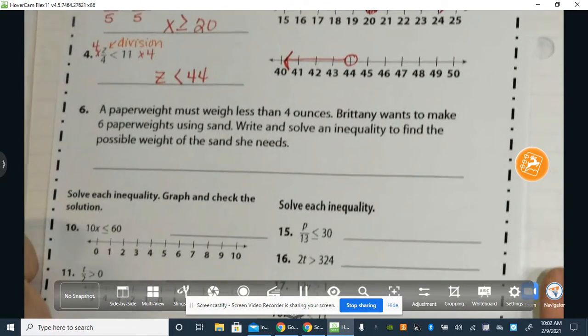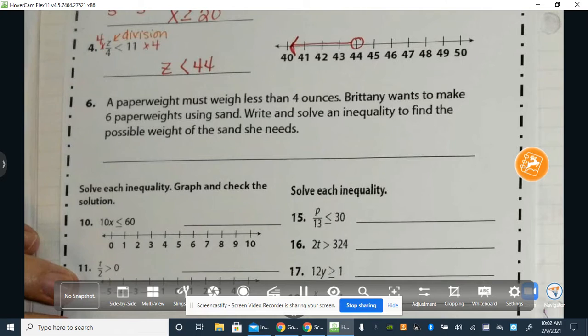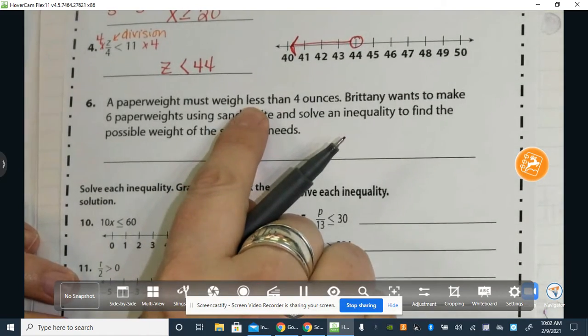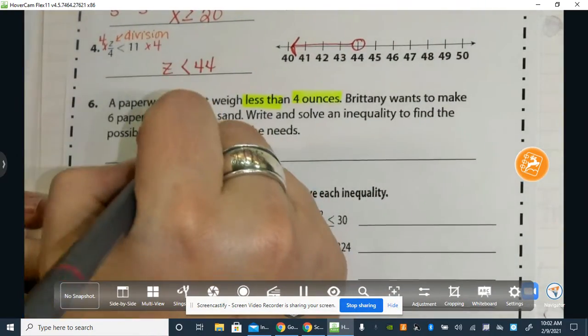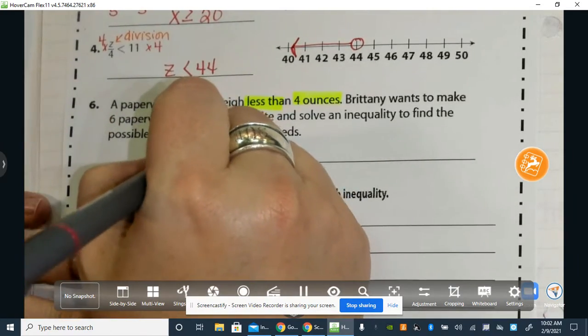A paperweight must weigh less than 4 ounces. Brittany wants to make 6 paperweights using sand. Write and solve an inequality to find the possible weight of the sand she needs. So there's a key word in here, less than. So it needs to be less than 4 ounces. So I'm just going to go ahead and put my symbol down. Less than, and then 4 ounces is the maximum.